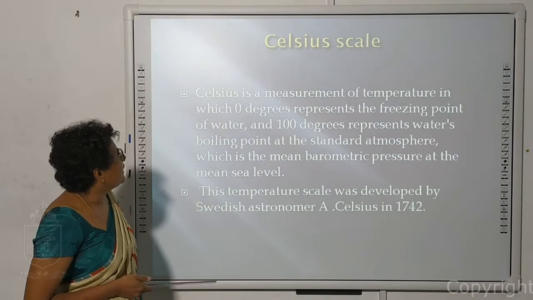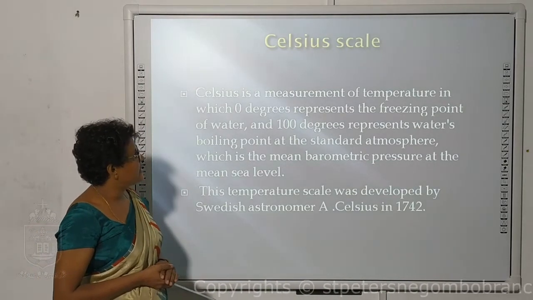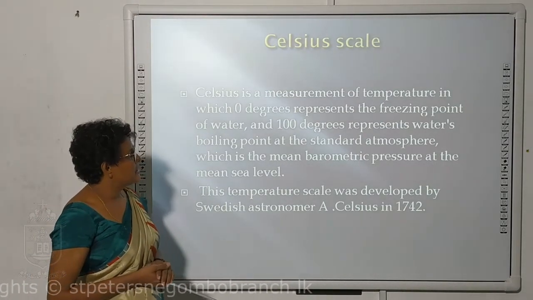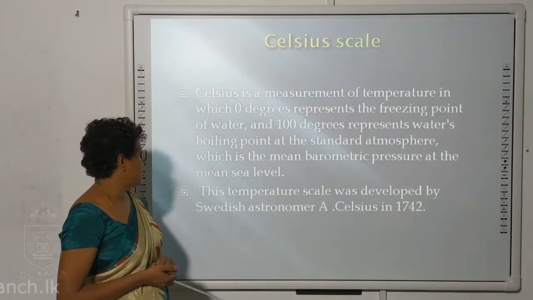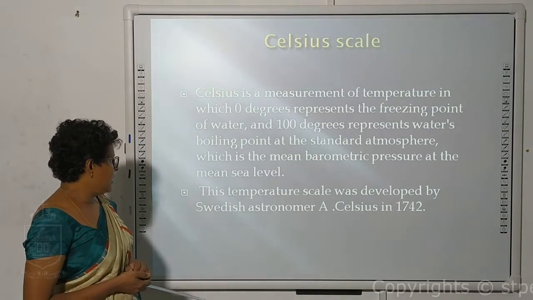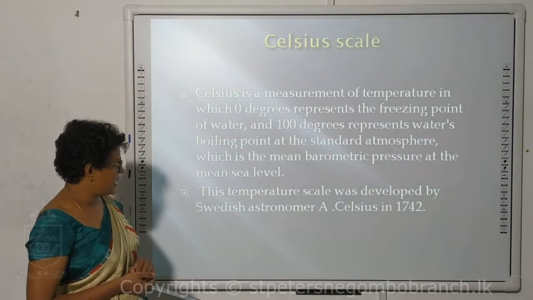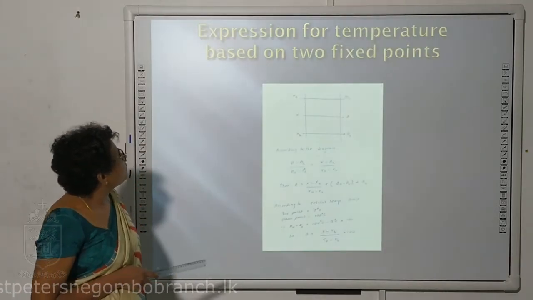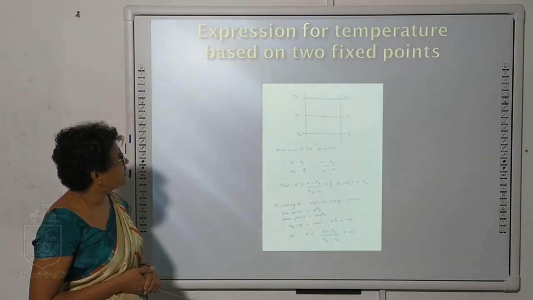Then, Celsius scale. Celsius is a measurement of temperature in which 0 degrees represents the freezing point of water and 100 degrees represents water's boiling point at the standard atmosphere, which is the mean barometric pressure at mean sea level. This temperature scale was developed by Swedish astronomer A. Celsius in 1742.